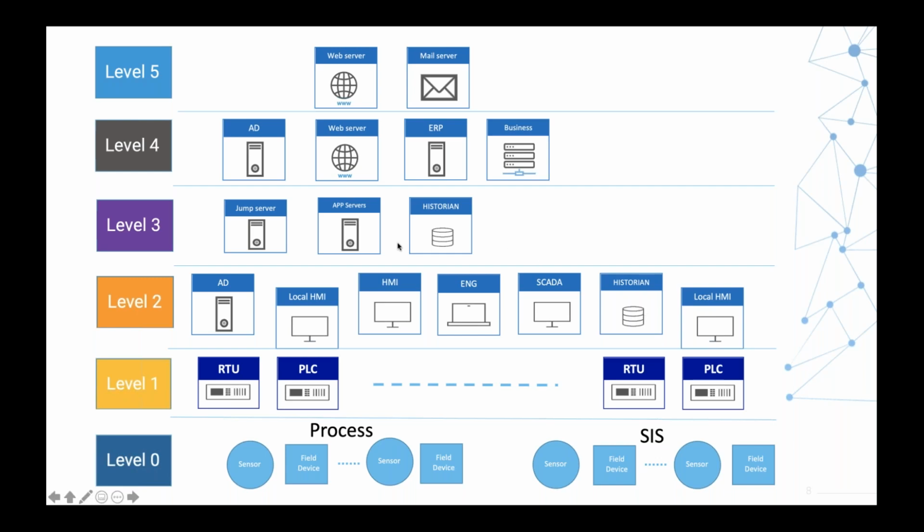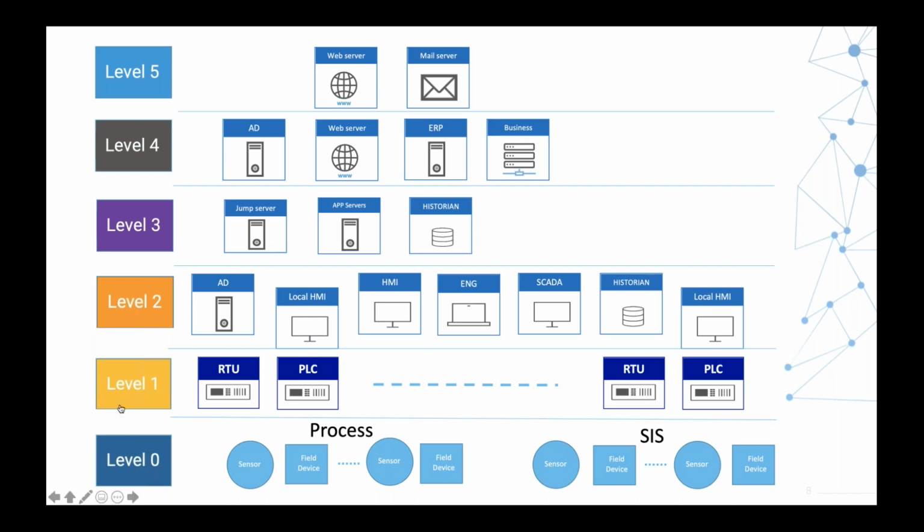And as you can see also in level 3, level 4, there are some different examples. Sometimes you could find a jump server at level 3 to provide remote access. And as you can see, these are the different levels of the OT. Now, in order to have a little bit of understanding, if we want to secure something, we always repeat the same sentence: you can't protect what you don't know.